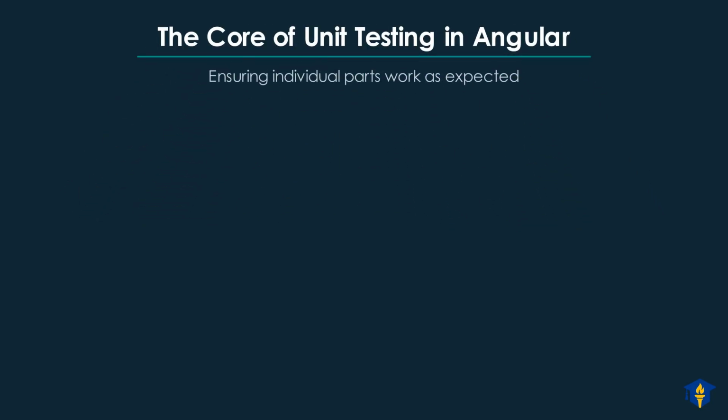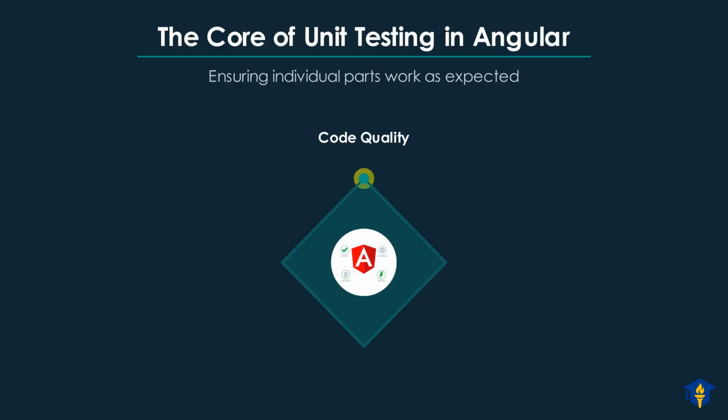The main goal is to ensure that individual parts of your application function exactly as intended. One significant benefit of unit testing is the improvement of overall code quality. It helps detect bugs and errors very early in the development cycle, saving time and effort.